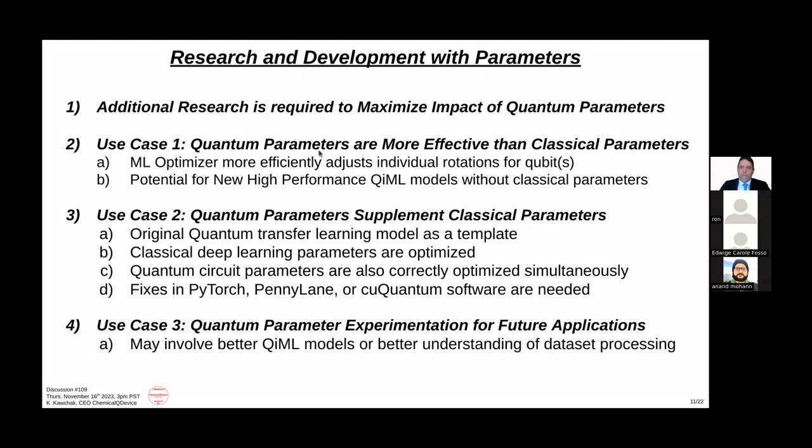So first use case is quantum parameters are more effective than classical parameters. The machine learning optimizer needs to more efficiently adjust individual rotations for qubits. It could do it on its own, but like I said, the tricky part is having the model. The closest model is this quantum transfer learning model, it appears, to do everything well, right? And we're talking classical data generation, it's very similar to what regular machine learning is. So all this should be possible.